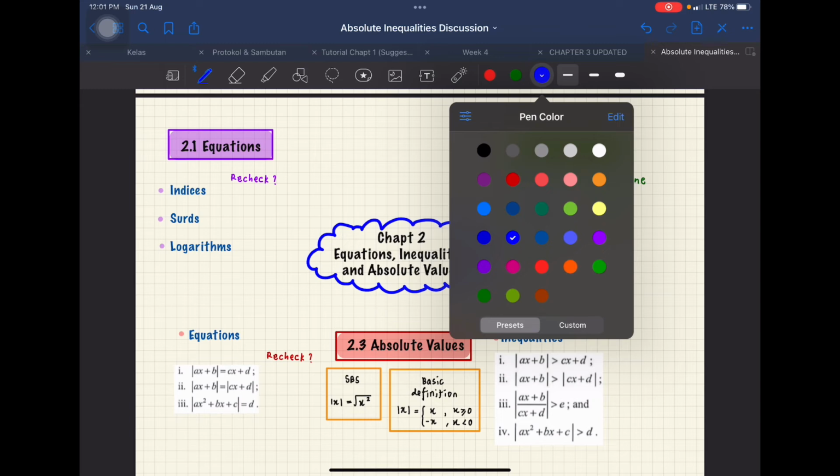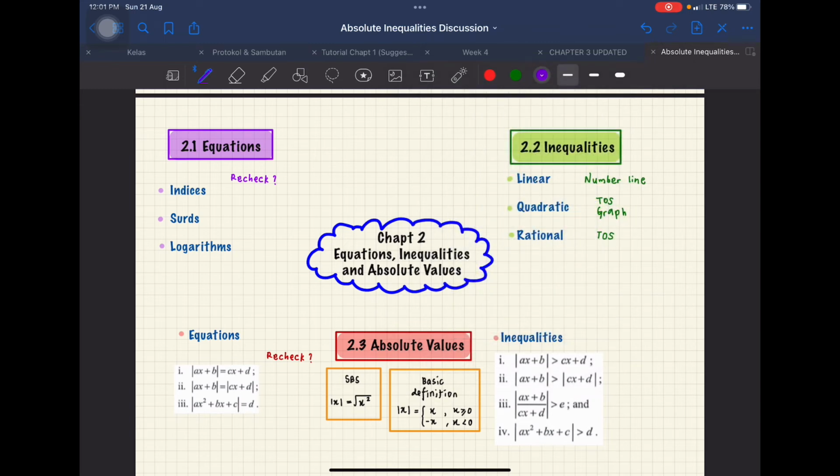So in among these 3 type of equations, there are only 2 equations that you need to do recheck. So the first one is surds, the second one is logarithms. You don't have to do recheck for indices. These 2 only. Okay, so nak recheck tu recheck kat mana? Recheck pada equation yang paling asal, original equation.